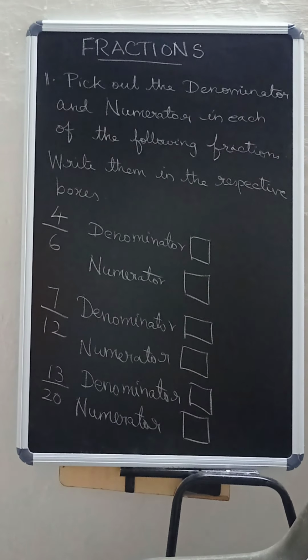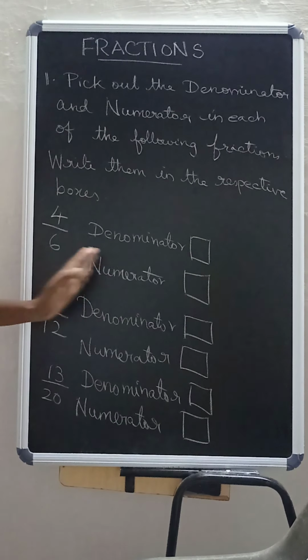Now practice time. Test your knowledge. Pick out the denominator and numerator in each of the following fractions. Write them in the respective boxes. Now I wanted you to write the answers and then check with what I write now. So you need to write what is the denominator and what is the numerator for these particular fractions. I have given you 3 fractions. Now over. So now let me write the answer.